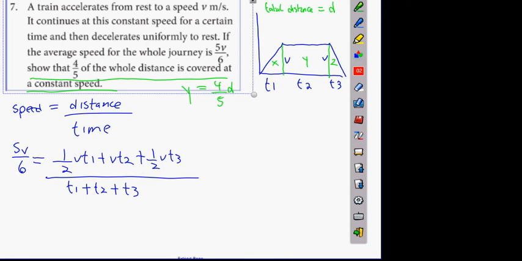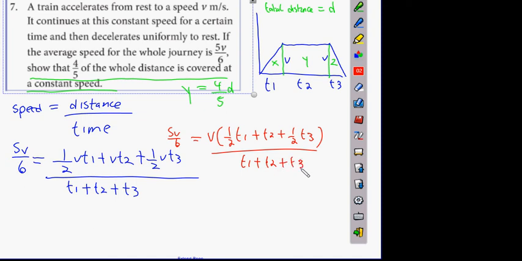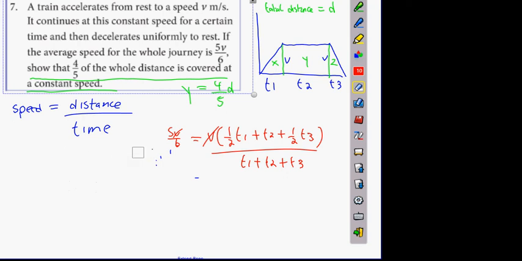Or if I was to factorise it out, I would have got v into a half T1 plus T2 plus a half T3. And that equals 5v over 6, and all over T1 plus T2 plus T3. So just the v's will cancel each other out. Okay? So I'm going to cross multiply now. At this stage, what I need to do next is multiply 6 by everything here and multiply 5 by everything there.